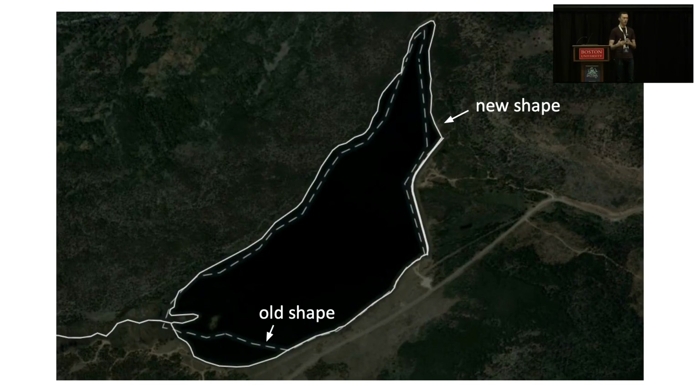So OSMCha, in order to show you the visualizations that you see on the website, needs complete information about every change set, the old versions of all of the stuff and the new versions, before and after. Because it shows you both things. On the map, it shows you a dotted line for the old version of the shape of something and a solid line for the new version.